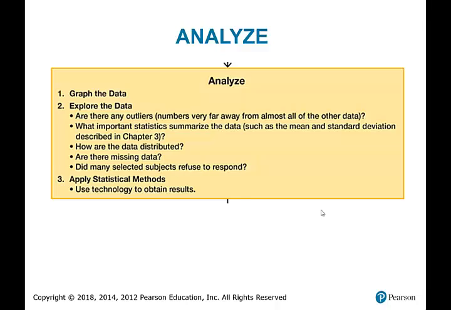We also look at the distribution of the data. Is it a normal distribution, a bell-shaped curve, or is it skewed in some way? Or perhaps it's a uniform distribution. Are there any missing data? Is there something that should have been collected that wasn't? And are there any subjects that refuse to respond? So that's important to know any data points that may be missing in that regard.